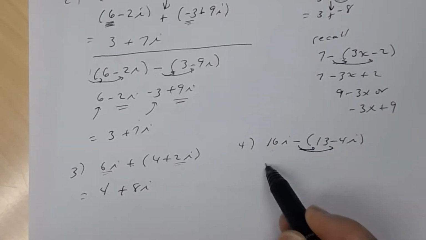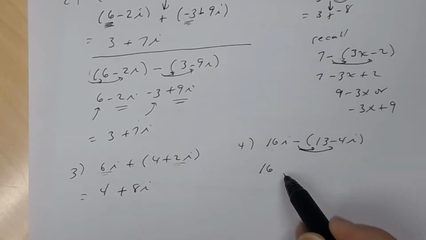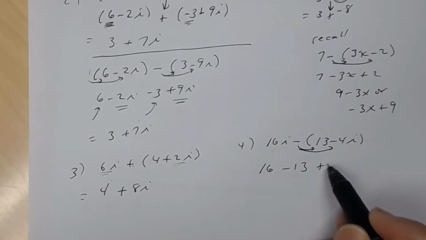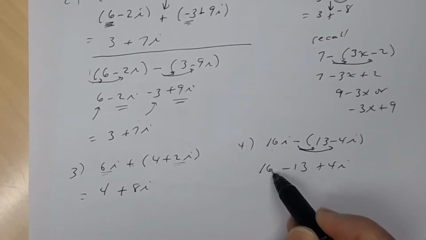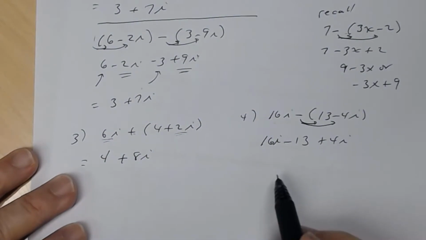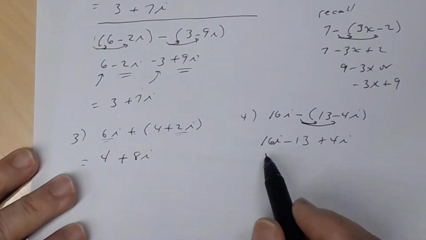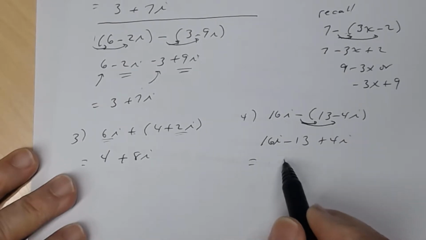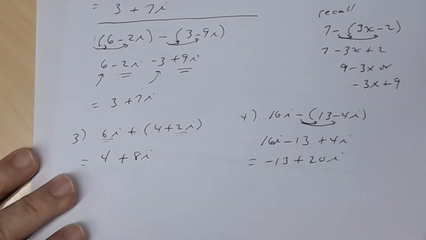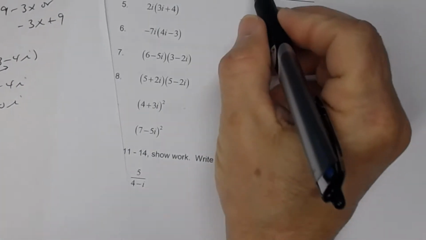So you're going to say 16i, a negative 1 times 13 is a negative 13, a negative 1 times a negative 4i is a positive 4i. That's a 16i right here. And then combining like terms, I get 16i plus 4i is 20i, and then minus 13, but we've got to put it in standard form. So we're going to say negative 13 plus 20i. That's number 4. So negative 13 plus 20i.